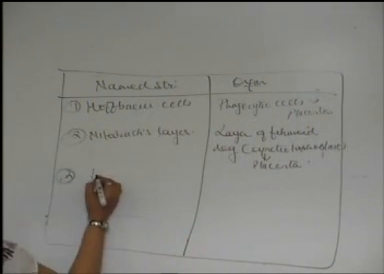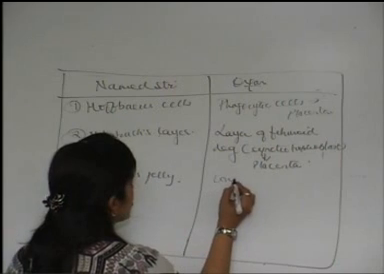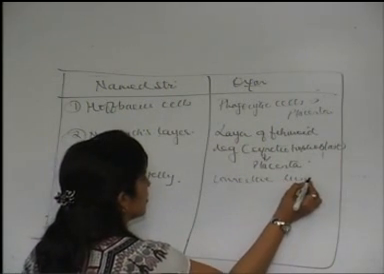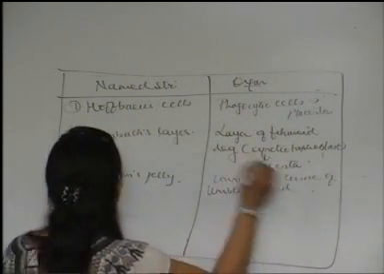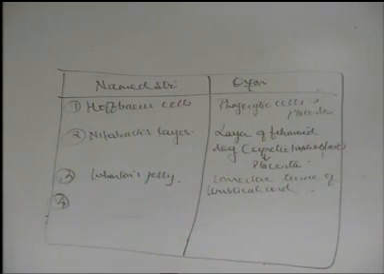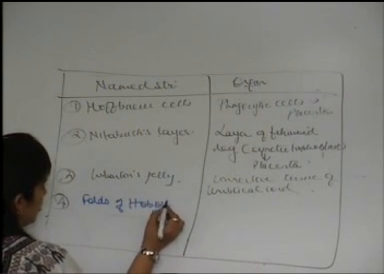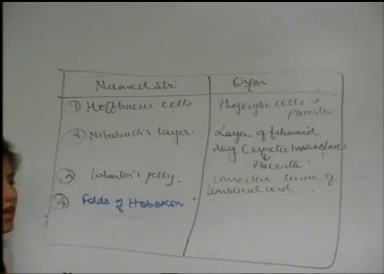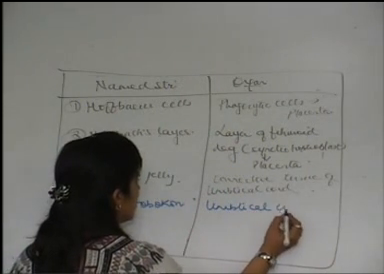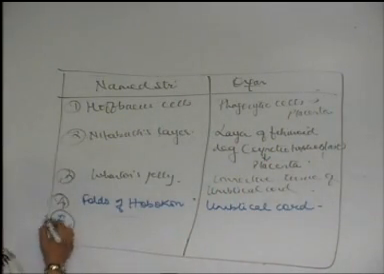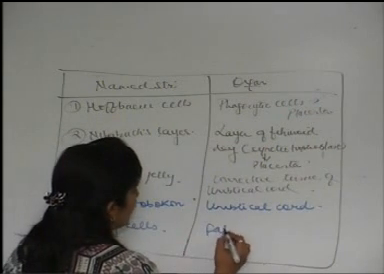Number 3 is Wharton's jelly. Wharton's jelly, it is the connective tissue of umbilical cord. Number 4 is folds of Hoboken. Folds of Hoboken, again they are transverse folds which are found in umbilical cord. And number 5 is PEG cells. PEG cells, a very favorite question. It is found in fallopian tube.